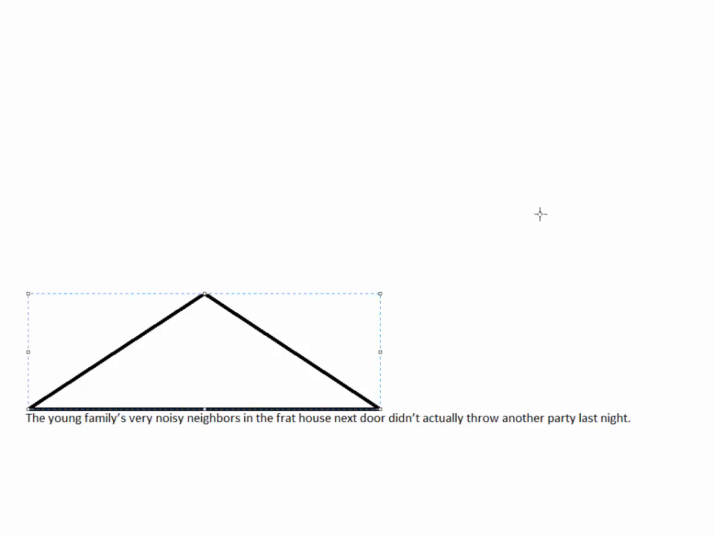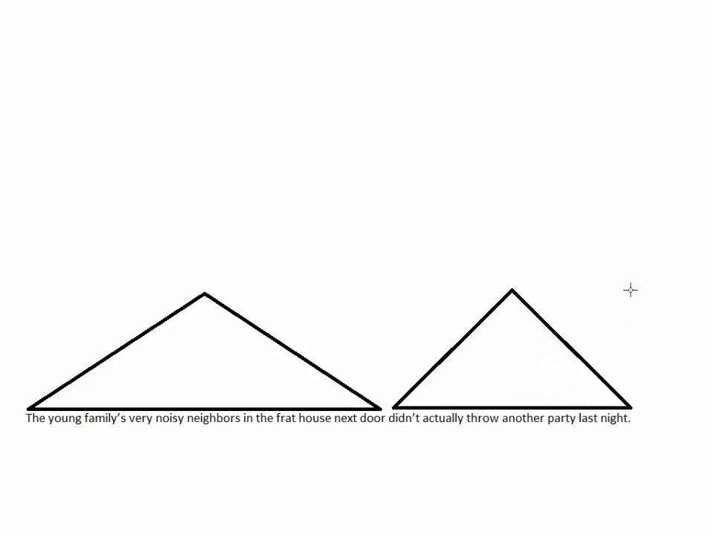So the subject's going to be up to here. They didn't actually throw another party last night. Okay, there we have the tensed verb with didn't, so that's where the predicate's going to start, and we can mark that. Didn't actually throw another party last night, so that'll be our predicate. Okay, so the first part there, that's the subject.